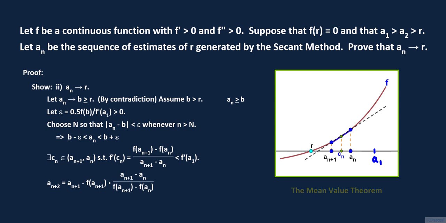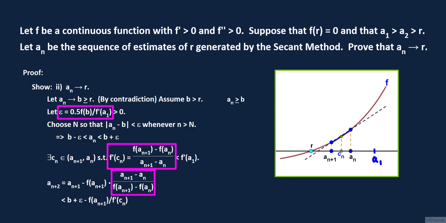Let's have a little mano a mano on this equation. Since n plus 1 is bigger than lowercase n, which is bigger than uppercase N, a sub n plus 1 is less than b plus epsilon. This fraction is actually 1 divided by f prime of c sub n, and epsilon is 0.5 times f of b divided by f prime of a sub 1. Therefore, a sub n plus 2 is less than b plus 0.5 f of b divided by f prime of a sub 1 minus f of a sub n plus 1 divided by f prime of c sub n.